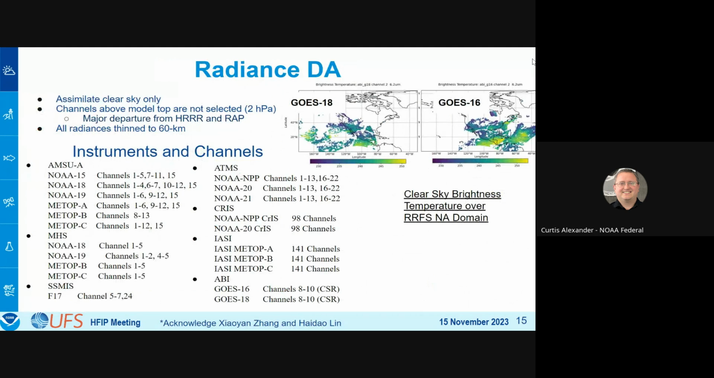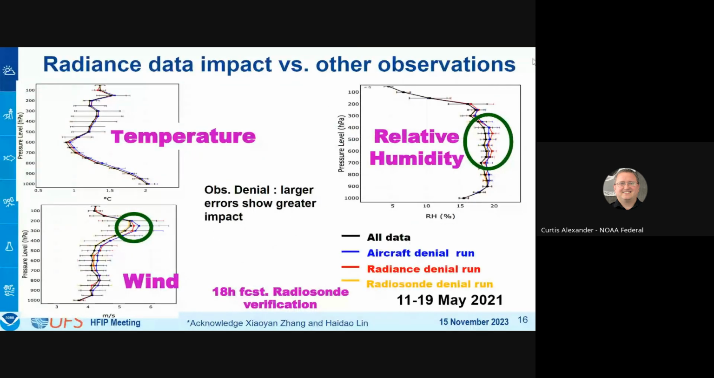Bringing in radiance assimilation up to the new higher model top compared to the RAP and the HRRR. This is all clear sky only assimilation at this point. Next slide. But we are seeing the impact of the radiance assimilation when we do data denials. It's certainly one of the more significant contributors, at least in the mid-troposphere, to reducing forecast error. Next slide.